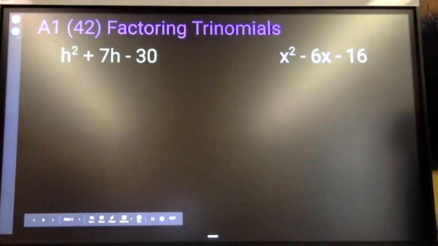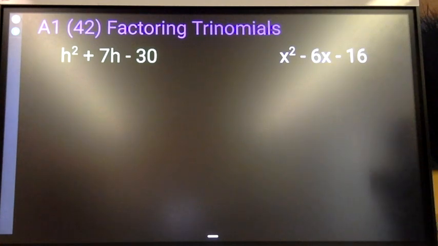See if you can do these two. Hit pause, see if you can do them before I do them.